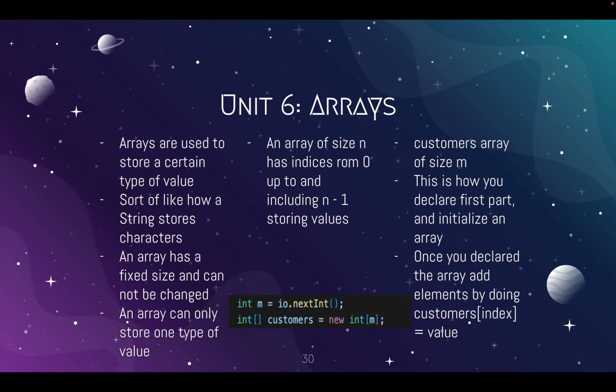Arrays are used to store values of a certain type, and it can only be one type. For example, you can have an array of integers, which is like a list of integers. An array has indexes 0 all the way up to n minus 1, and it stores values. So this is a customers array of size m. So the indexes are 0 to m minus 1, and this is the first part on how you declare an array. And you can initialize the values of an array by doing customers at some index 0, 1, 2, 3, 4, 5, 6, all the way up to m minus 1, equals a certain value.